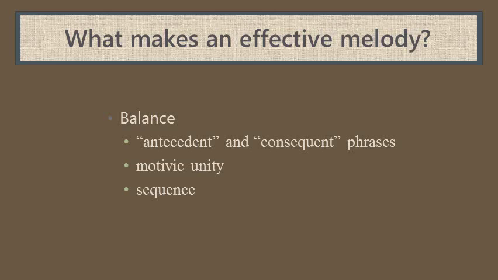We can also achieve a kind of balance through motivic unity. If we think to Beethoven's Fifth Symphony, we can see that the fact that that one short four-note motive permeates the entire musical fabric achieves a kind of unity in its diversity of statements.